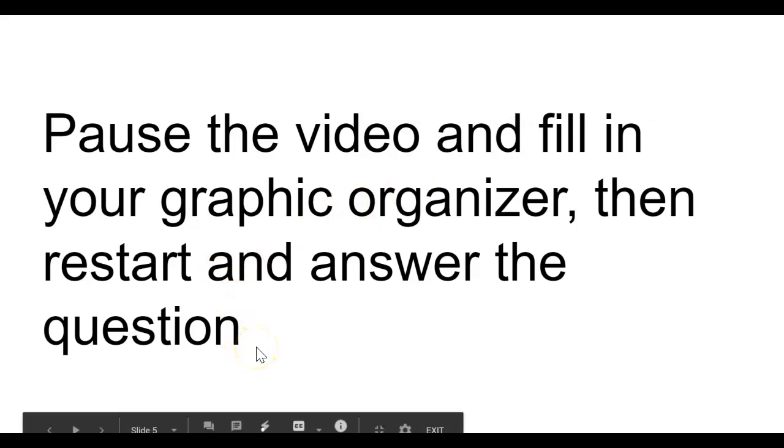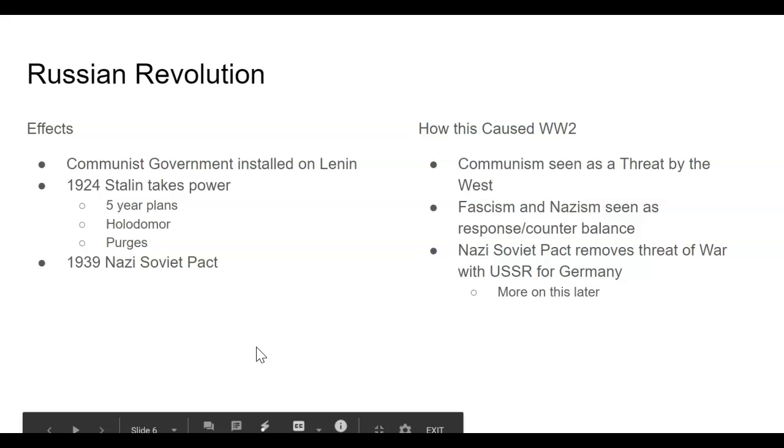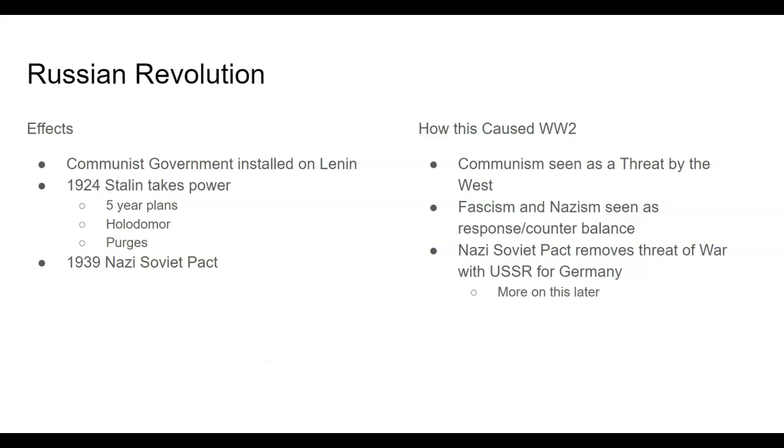Okay, moving forward. So the Russian Revolution is your next cause, and it's kind of a peripheral cause. This isn't a main cause, but it does lead to a few things. You have a communist government installed in the Soviet Union beginning in the fall of 1917, installed by Lenin. In 1924, Stalin takes power. You remember that Stalin installed the 5-year plans, and the Holodomor, the starvation and killing of the people in Ukraine, the famine that we talked about in class and in the videos.